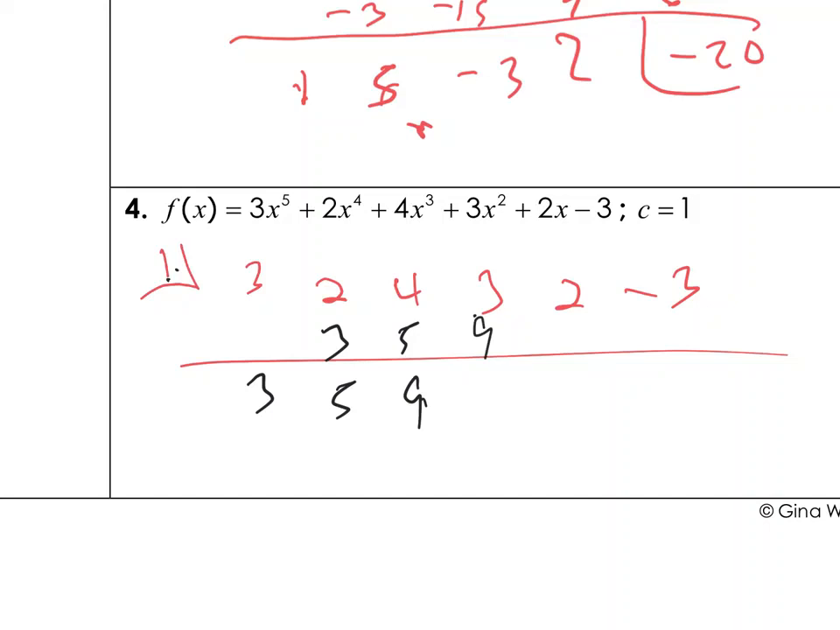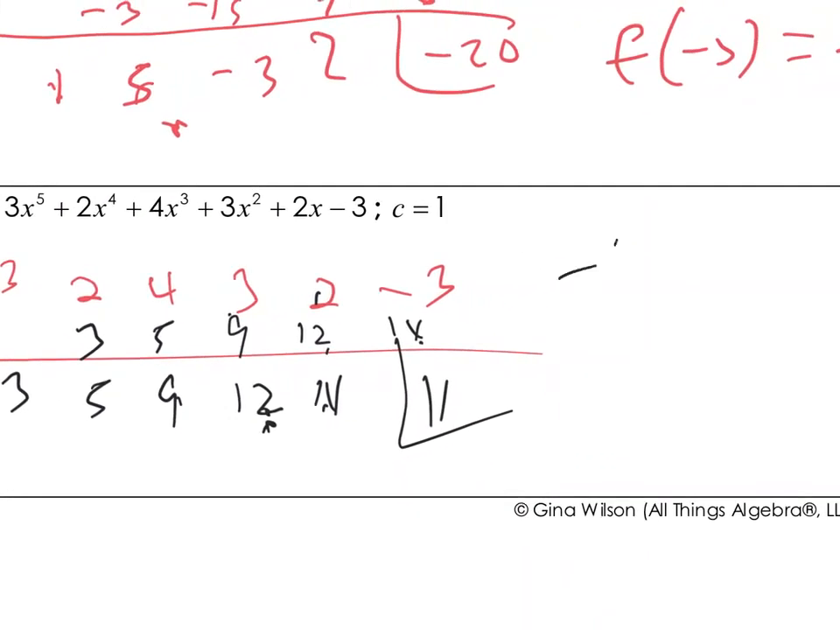9 plus 3, 12 times 1. Huh? That's not 12 times 1, it's 12 times... wait, what? Yeah, okay. 12 times 1. Okay, yeah. And then 12 plus 2, 14, 14 times 1, 14. 14 minus 3. 11. There's your answer. F of 1 will be 11.